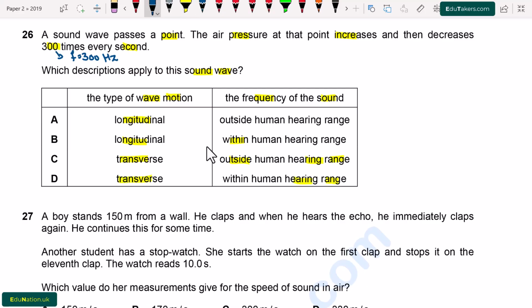So first of all, sound waves are longitudinal. So option A or B may be correct. Next, the frequency is 300 Hz. The human ear can respond to frequencies ranging from 20 to 20,000 Hz. So 300 lies in this range. So the frequency will be within the human hearing range. This option is correct, which is B.